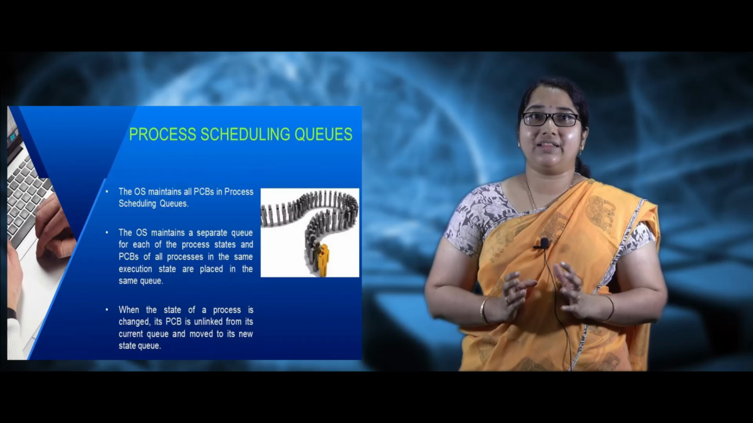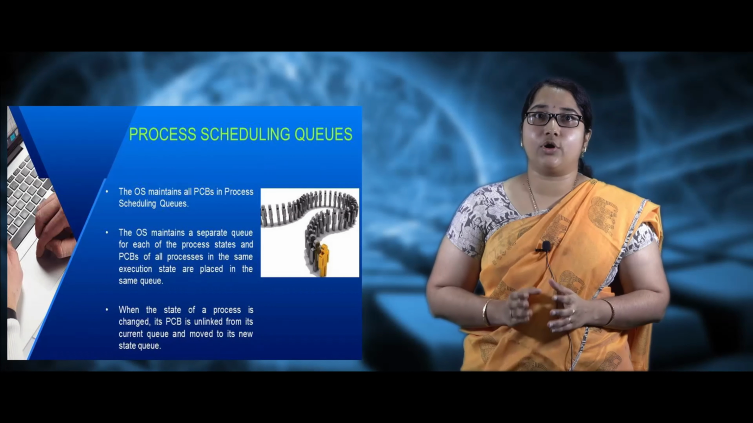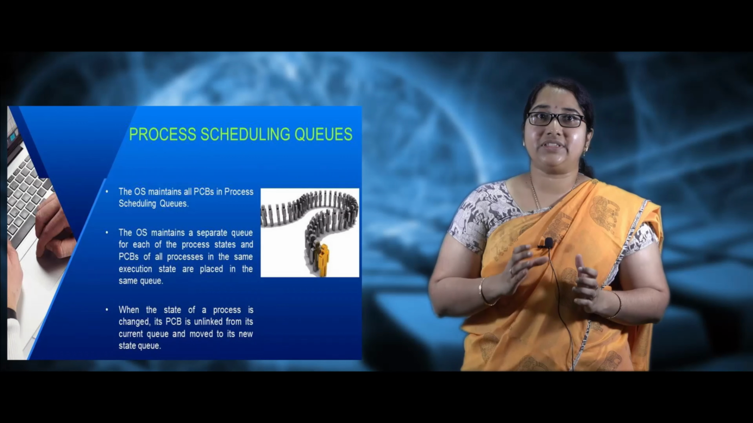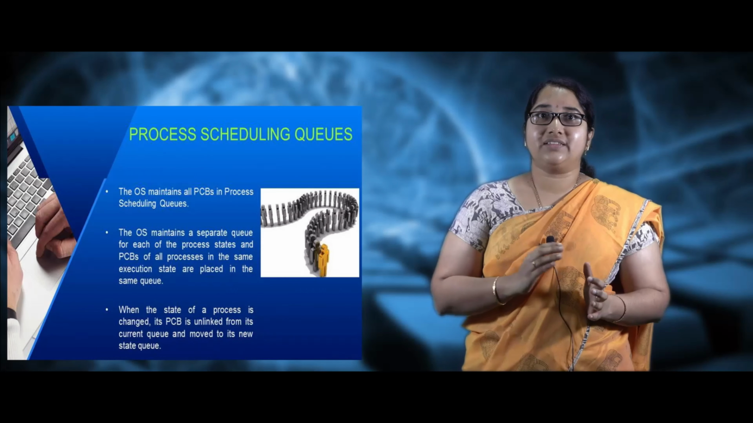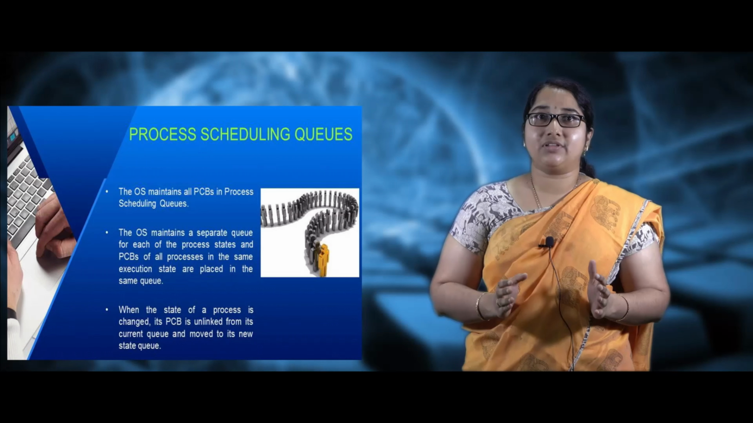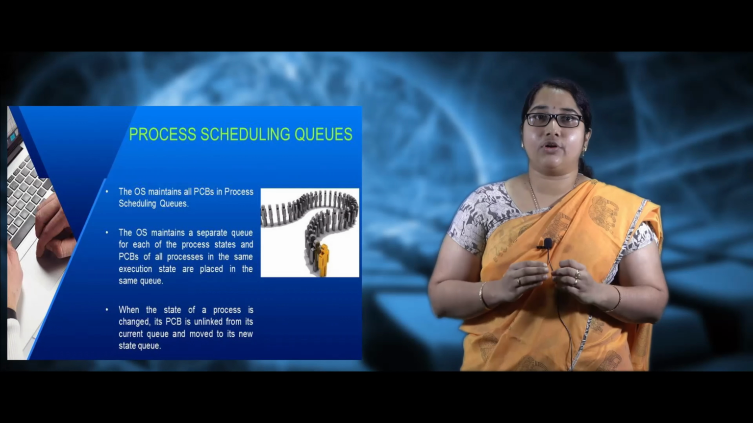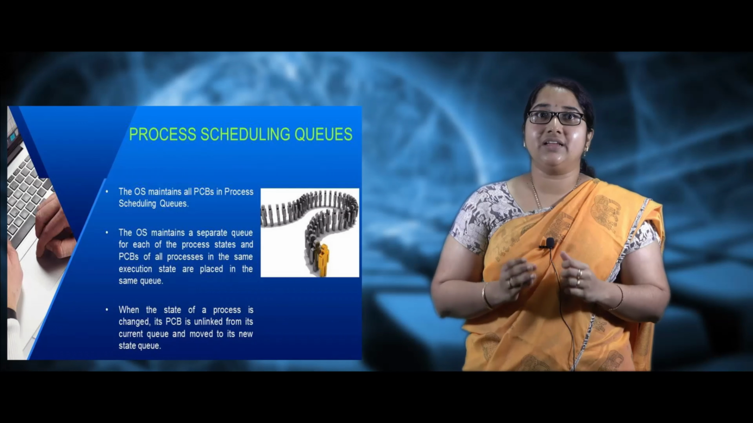Now let us discuss another concept, which is process scheduling queues. The operating system maintains all the process control blocks in process scheduling queues. It maintains them in such a way that all the processes in a certain process execution state will be in the same queue. So the set of process control blocks containing all the processes in the same state will be present in the same queue. As a result, whenever a process changes its state from one to another, its process control block will be unlinked from the current queue and given to the new state queue.